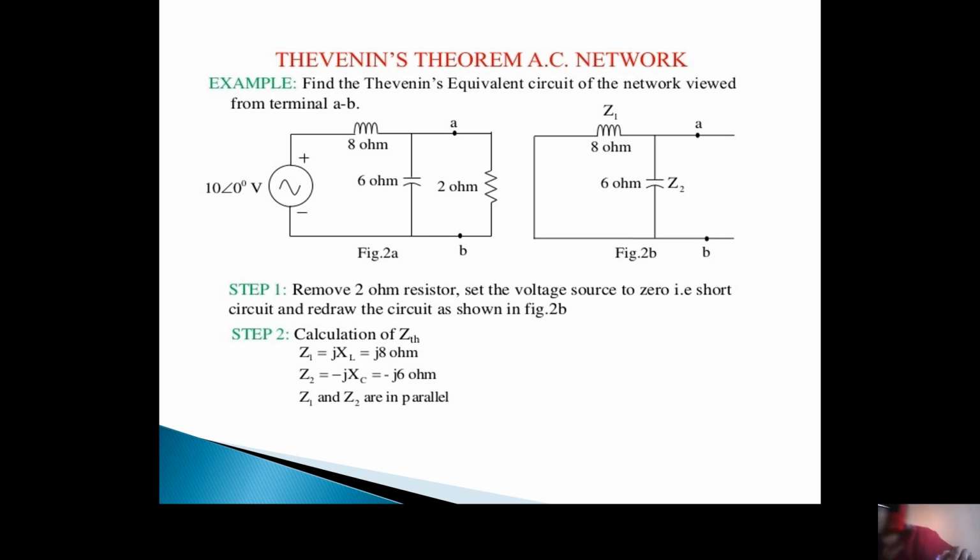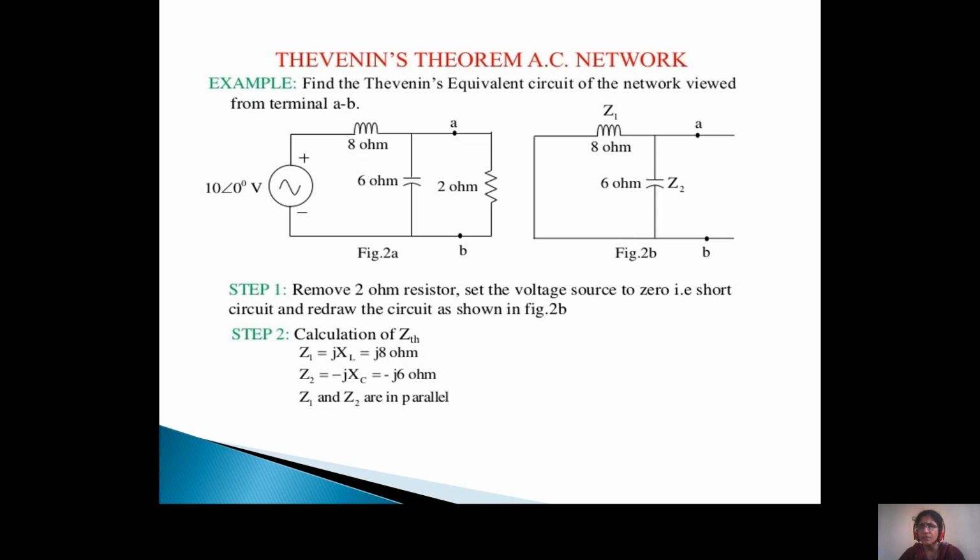So when you open that part, remove the 2 ohm resistor and set the voltage source to 0. Then we calculate the ZTH. When you find ZTH, you open there, and the voltage source is replaced by a short circuit, so we have to short circuit.